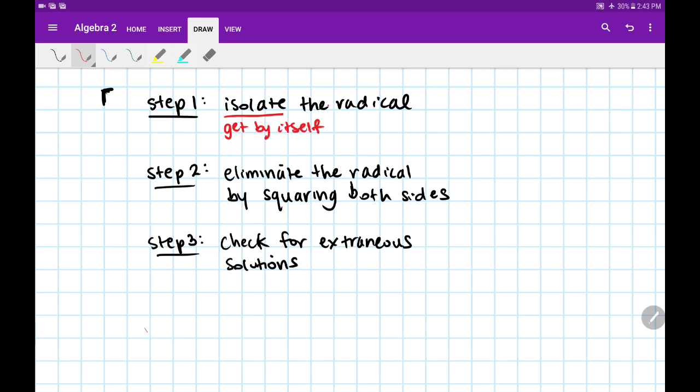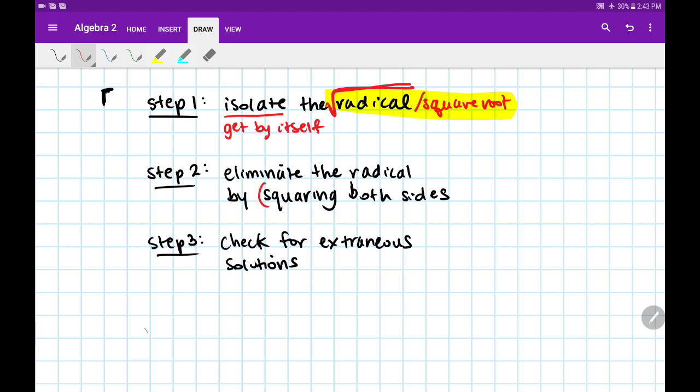And when we say radical, we're talking about the square root. And the square root looks like this, right? So radical or square root, we're talking about this symbol right here. So we want to get it by itself on its own side of the equal sign. Next step, step 2. We want to eliminate the radical or get rid of it by squaring both sides.